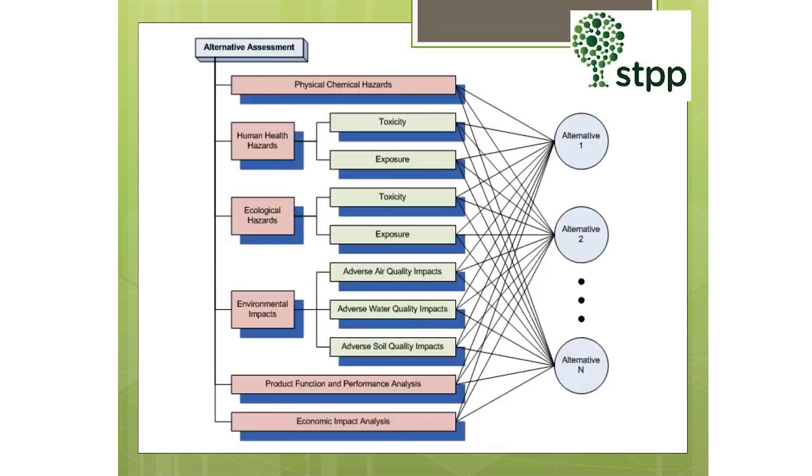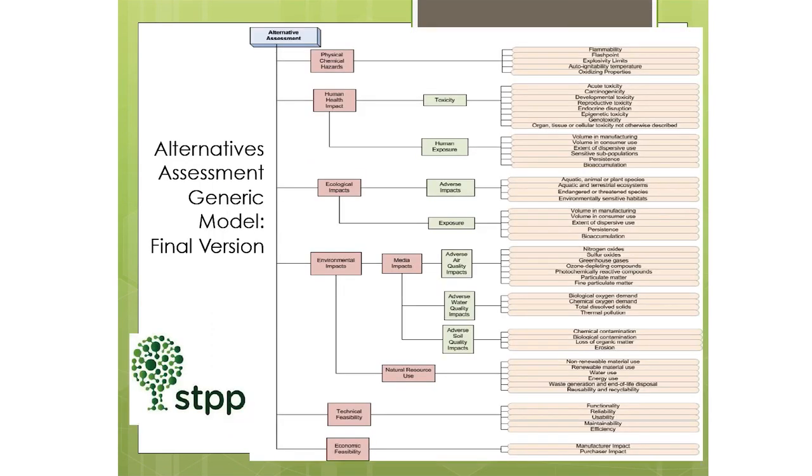Multi-criteria decision analysis, this is the model that we built at the Sustainable Technologies and Policy Program. And you'll start to see the complexity here of what we're trying to put together. So here, let's say we have multiple alternatives. We're comparing physical chemical hazards, human health hazards, ecological impacts, environmental impacts, so that's media impacts versus, as my colleague referred to them, the bugs and bunnies, product function and performance analysis, and economic impact analysis. So here you've got heterogeneous data that is really not comparable. How do you go about factoring all that into a decision? This is the high-level piece. Here it gets much more complex when you start to fill out the data. You're now comparing, let's say, flammability, biological oxygen demand, functionality, reliability, usability. How do you start trading those things off?